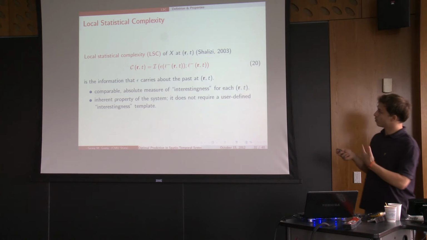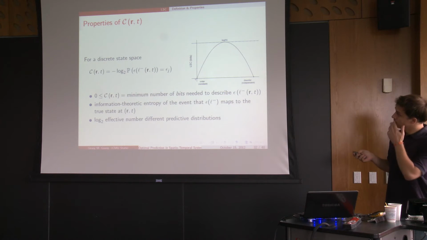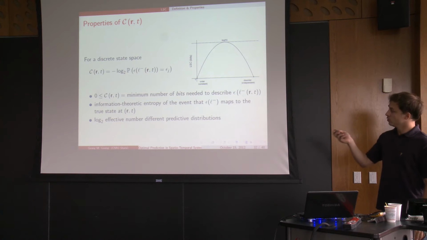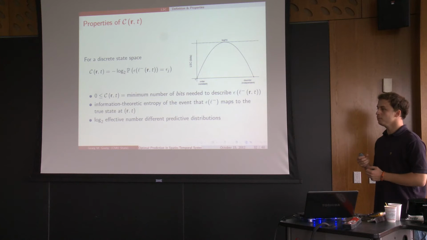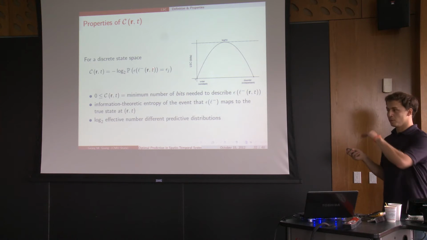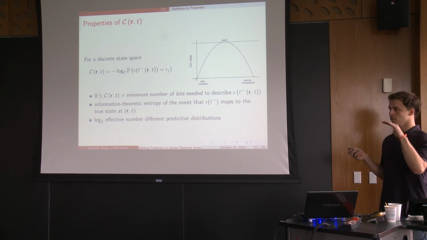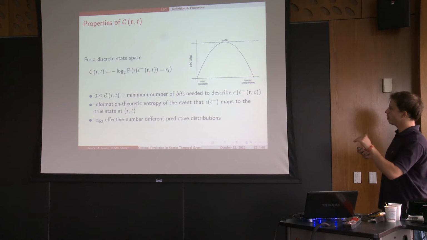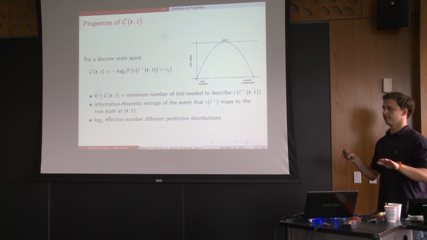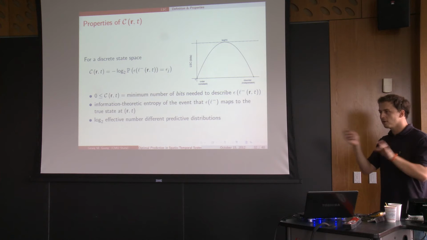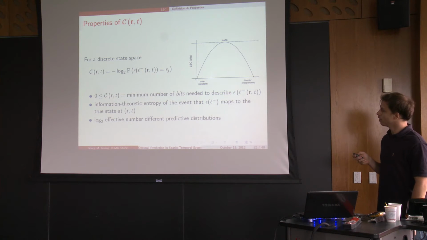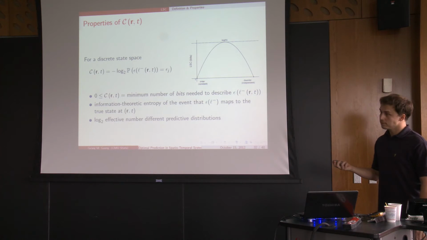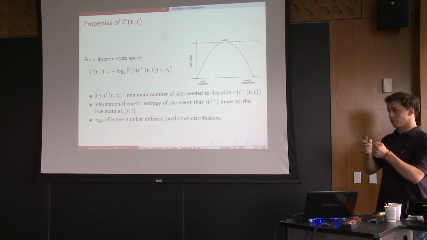And what are the properties of that? For a discrete state space, you just have to compute the entropy of this event, minus log 2 of the probability. And for a perfectly constant field, complexity is 0. And for a perfectly independent field, complexity is 0. At the moment you have spatial or temporal dependence, it will be greater than 0. And it's measured in bits. It's the minimum number of bits needed to describe the predictive state.